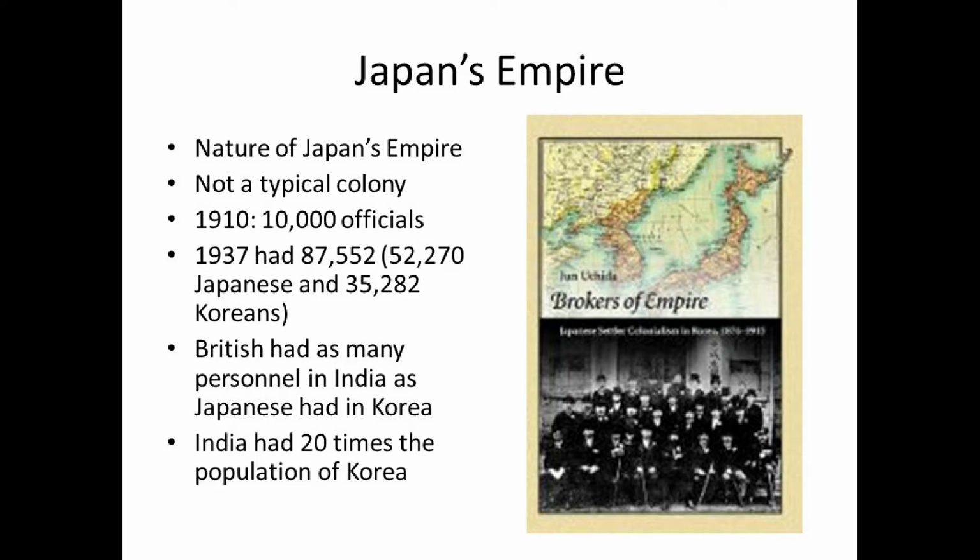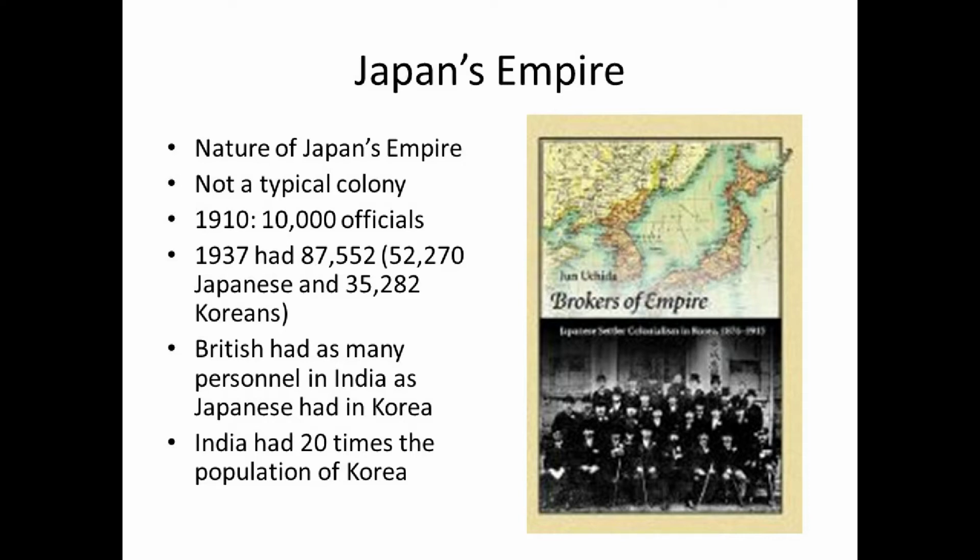For now, though, I want us to focus on this idea of how this was a settler colony, which Japan was going to try and make an integral part of the empire, never to leave. And in this way, it was dissimilar from other empires, right? So to give you an example, in 1910, Japan had 10,000 officials in Korea. By 1937, they had 87,000, the vast majority of which were Japanese.